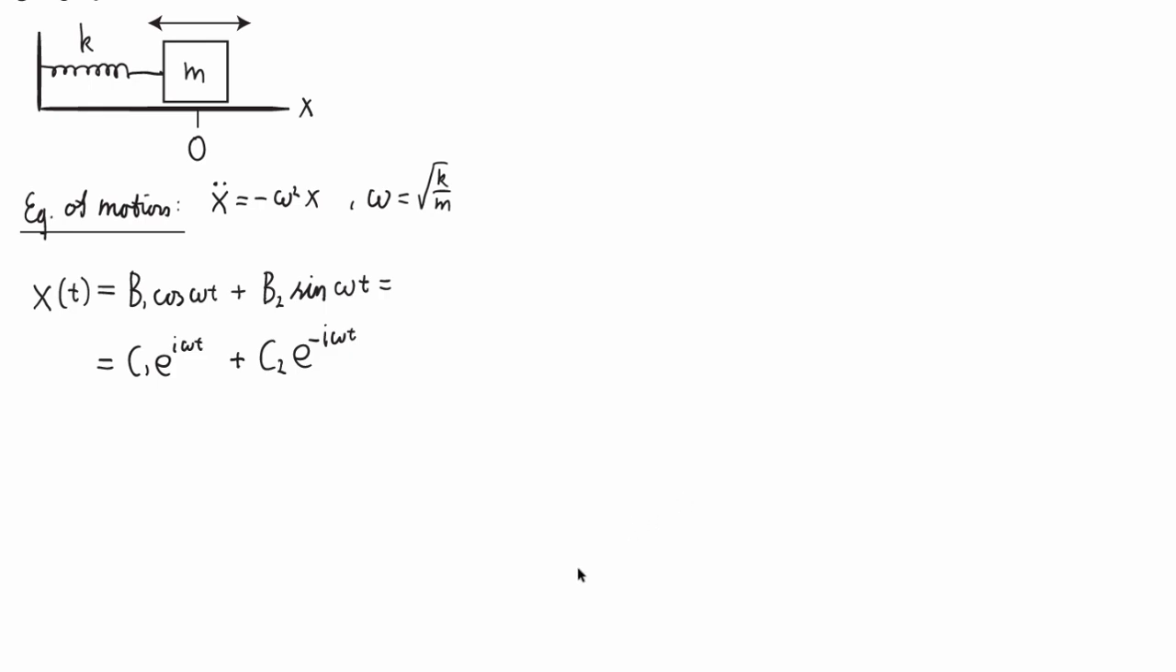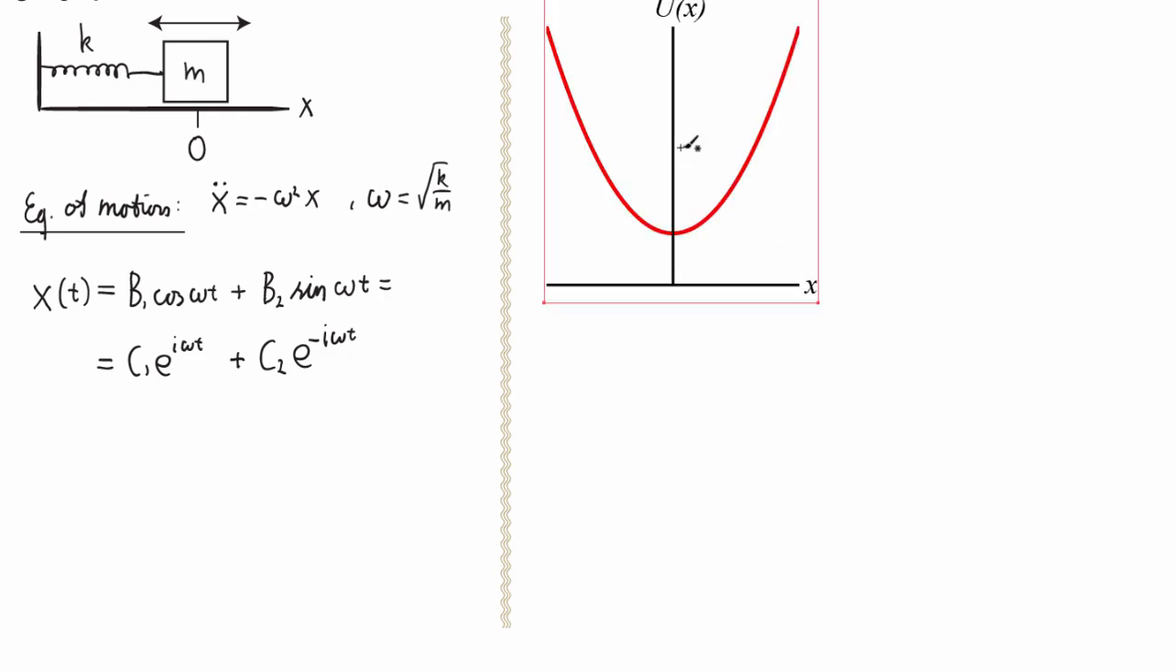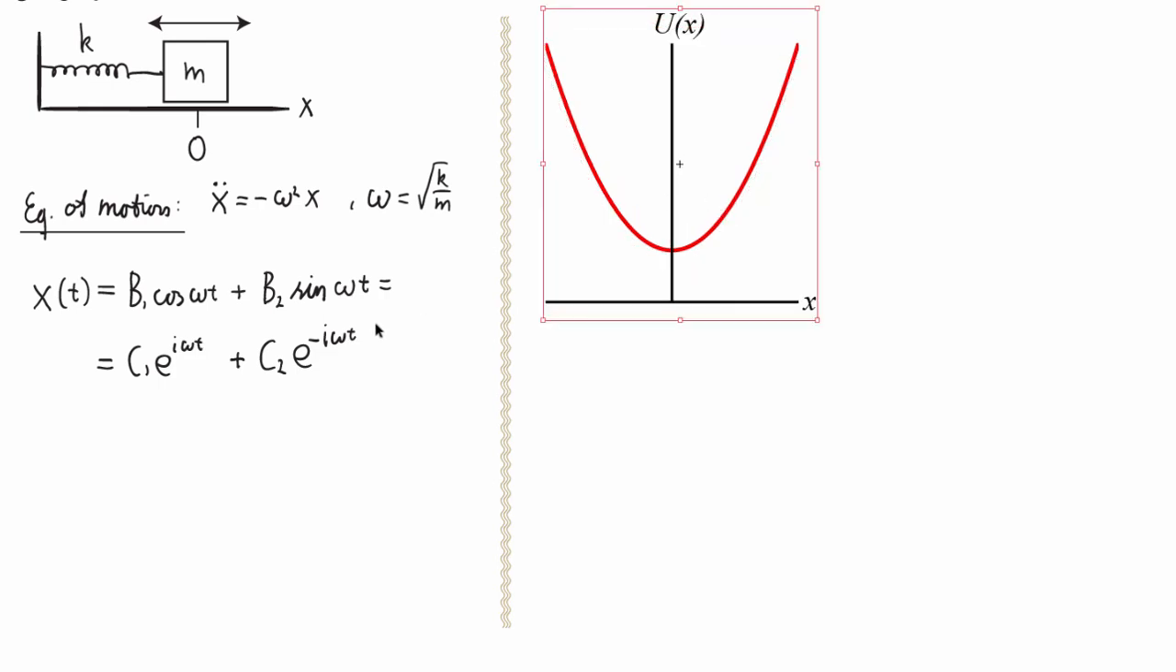So let's begin by looking briefly at a couple of different cases of the motion for different choices of b1 and b2. Basically, the choices of b1 and b2 correspond to different initial conditions of the oscillator.